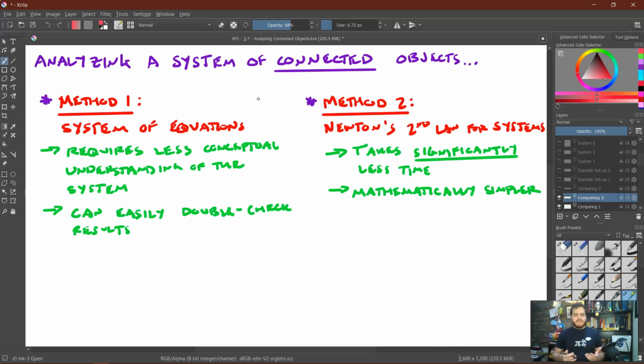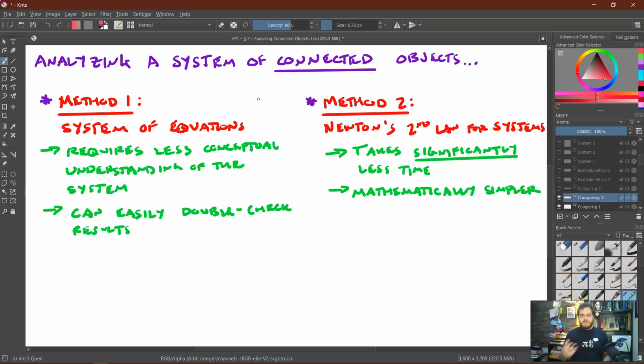The system of equations requires less conceptual understanding of the system. You're really just making these two equations, adding them up, and crossing things out. If you feel really confident in your calculations but less in the conceptual part, this might be the one you want to consider. You can also easily double check your results because I can plug numbers back in and make sure everything works out.